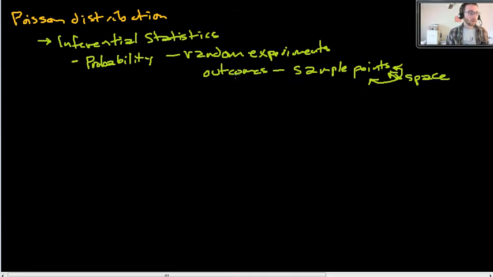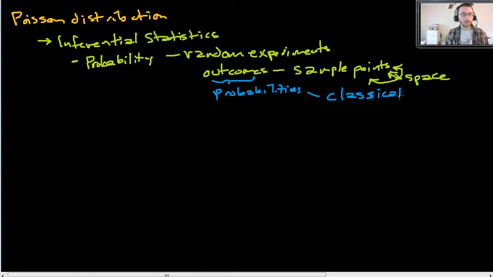But in order for us to be calling this probability, we have to assign probabilities to these. Each outcome has a probability. They all have to add up to 1. And we talked about a couple ways of assigning probabilities. The classical method, that's where you just divvy it up evenly, like with flipping coins or rolling a die or drawing cards. There's also the relative frequency method.